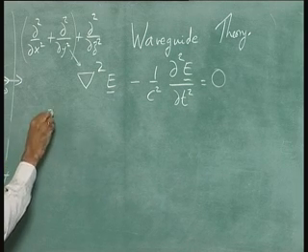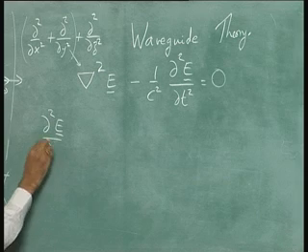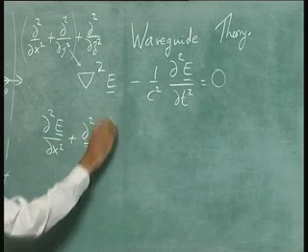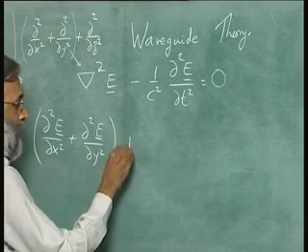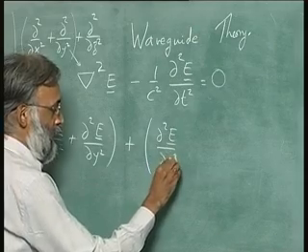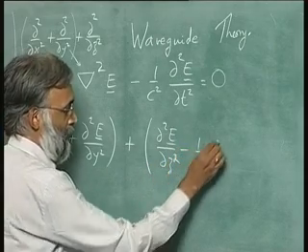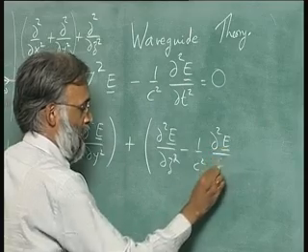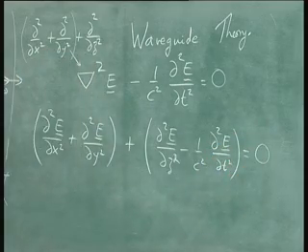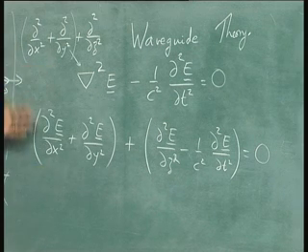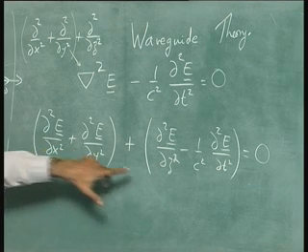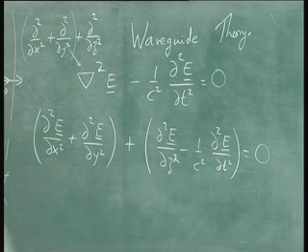So, ∂²E/∂x² plus ∂²E/∂y² plus ∂²E/∂z² minus 1 over c squared ∂²E/∂t² is equal to 0. I will just put brackets. These two equations are identical, because I have just written out the del squared, collected two terms and put the third term with the time derivative.